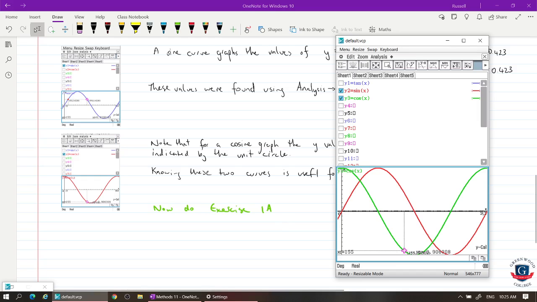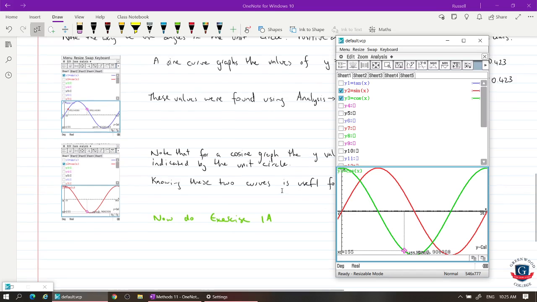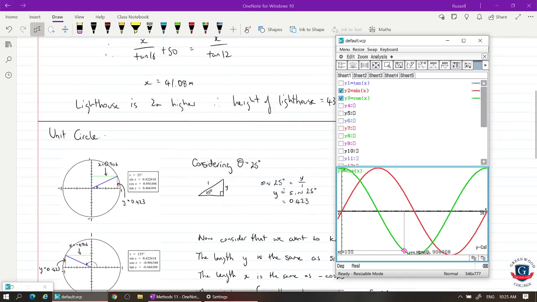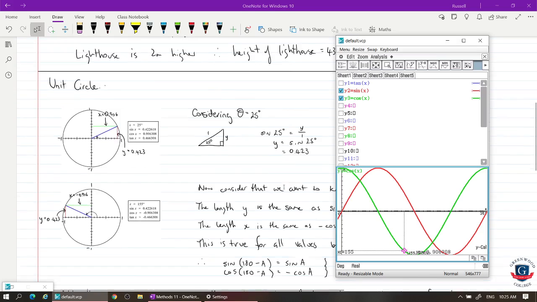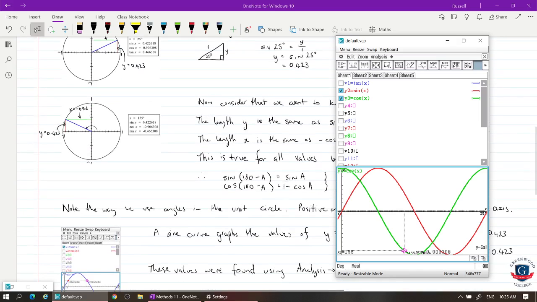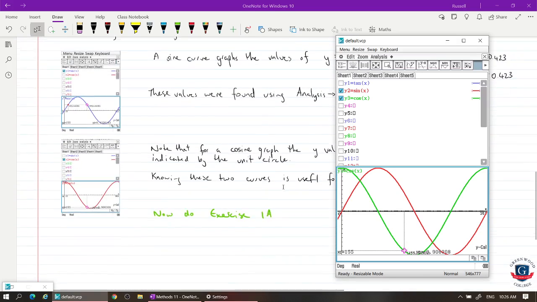Now it's really useful to know what these two curves look like, sine and cosine, and it's also useful to understand this property of 180 take x, and whether it's negative or positive. Now this sounds a little bit confusing, and it usually is the first time, but when you do the exercise it'll all become quite obvious. So now do exercise 1A.